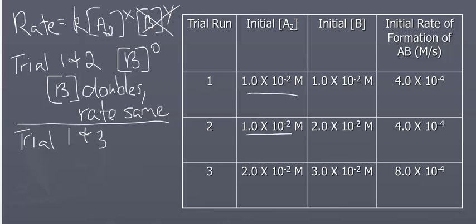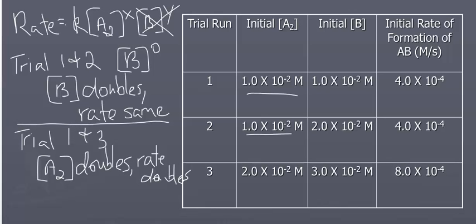In between trials 1 and 3, notice what happens to the concentration of A2. A2 doubles. Compare the rate. The rate goes from 4 times 10 to the negative 4th up to 8 times 10 to the negative 4th. So the rate also doubles. If the concentration and the rate do exactly the same thing, it is said to be first order. So the value for X is 1.